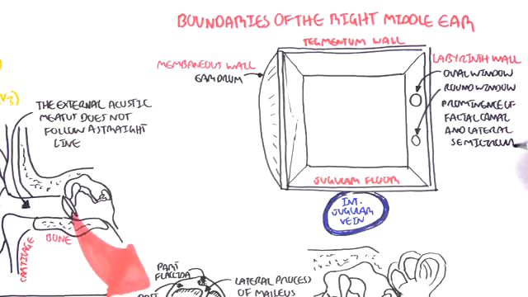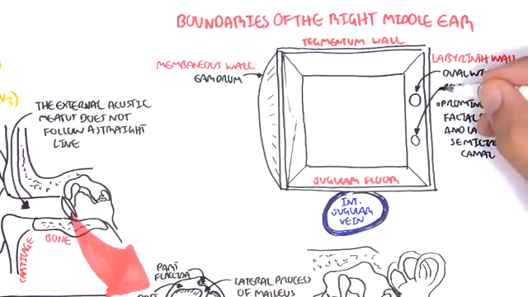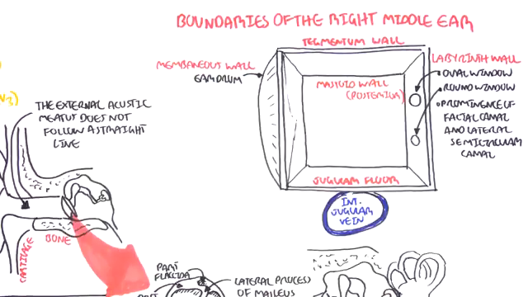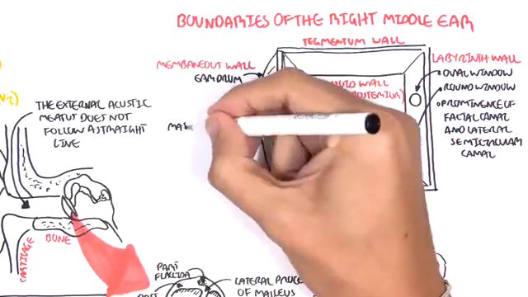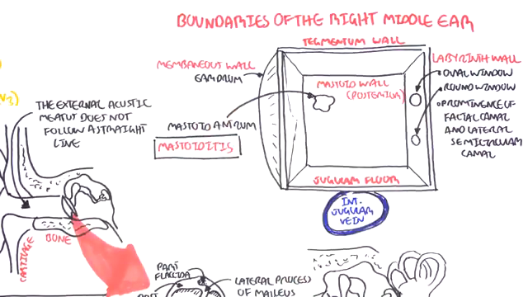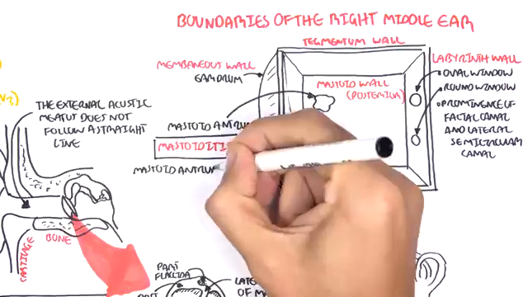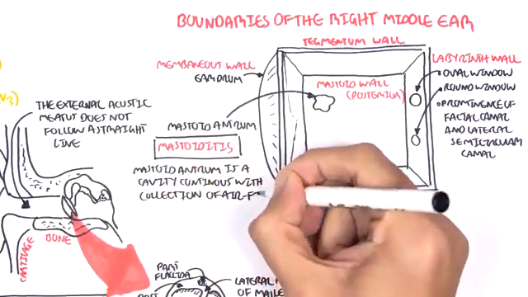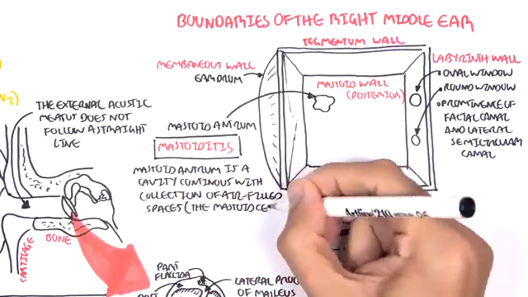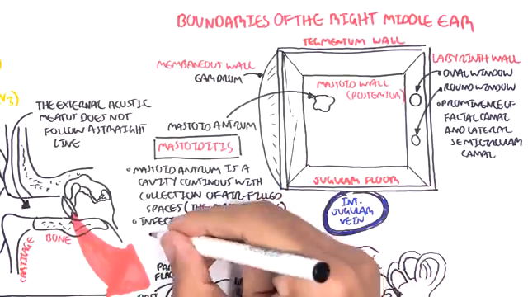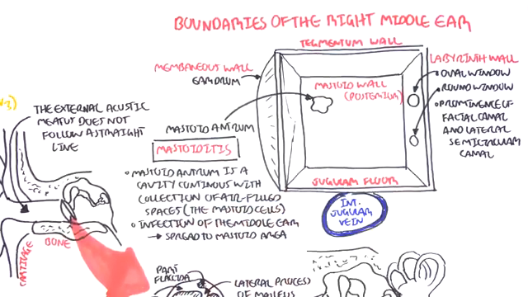The posterior wall is known as the mastoid wall, because here is where we find the mastoid bone. On this wall, we can find the mastoid antrum. Now, the mastoid antrum is important because it is relevant to mastoiditis. The mastoid antrum is a cavity continuous with a collection of air-filled spaces known as the mastoid cells. Infection of the middle ear can spread to these mastoid cells and cause mastoiditis, which is very painful.